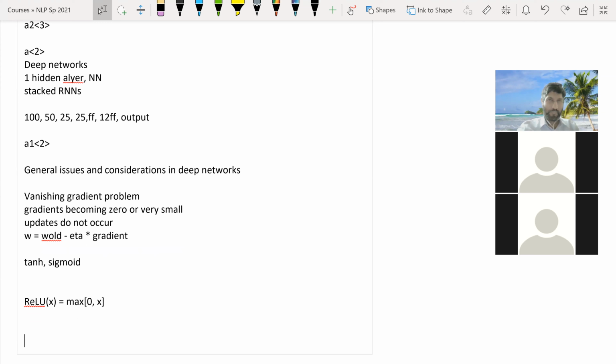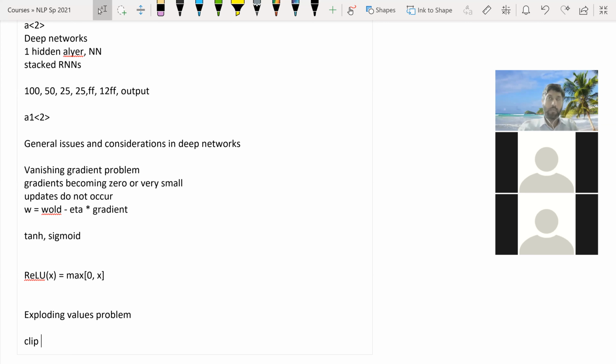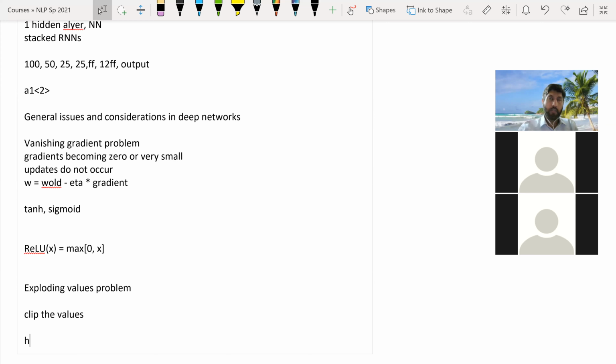Should I repeat that? Okay, so we are talking about rectified linear unit. This was the vanishing gradient problem, right? So we talked about then the exploding values problem. Okay. So exploding values problem is exacerbated by using the ReLU, but we can clip the values. So this is a very simple way of handling the exploding values problem. Okay. So then we wanted to talk about hyperparameters.